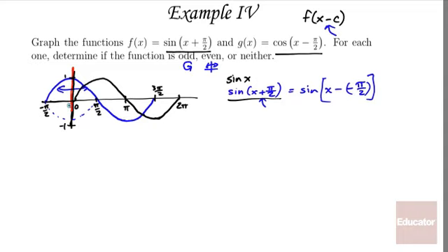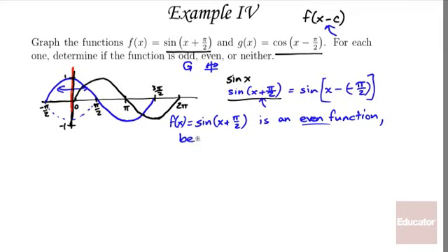So because it's mirror symmetric around the y-axis, sine of x plus pi over 2, f of x, is an even function, because it has mirror symmetry across the y-axis.